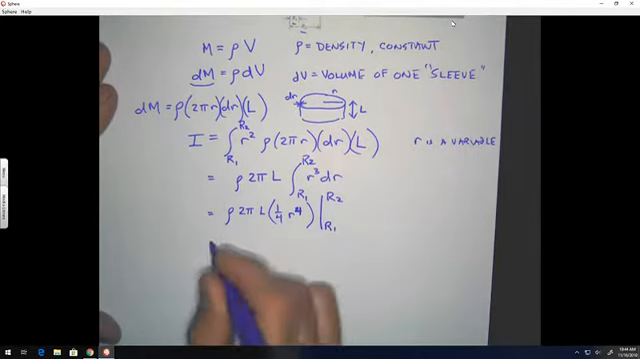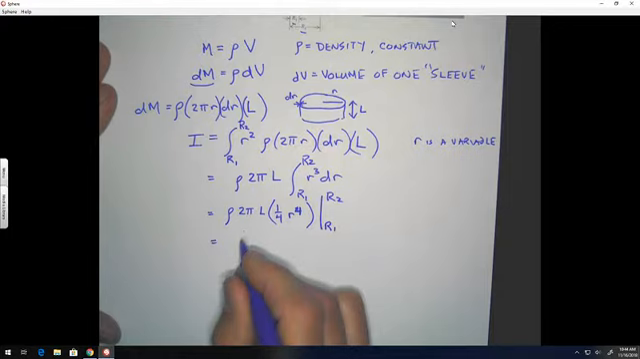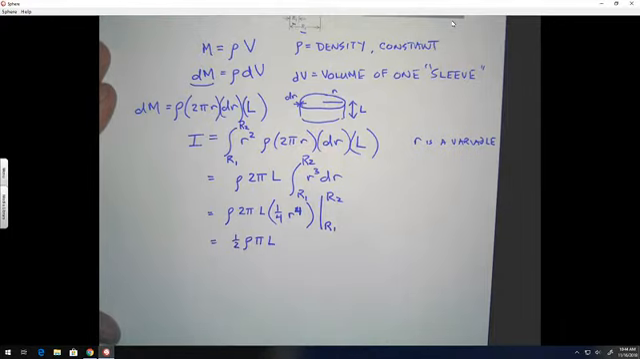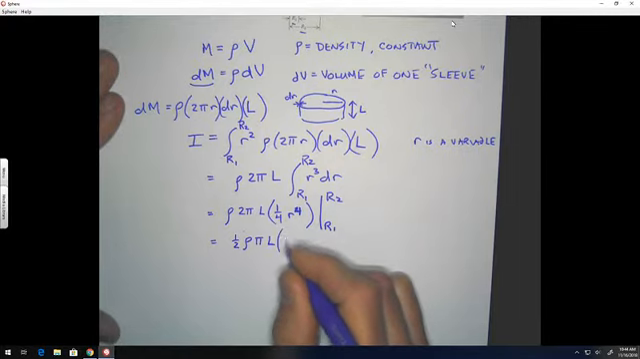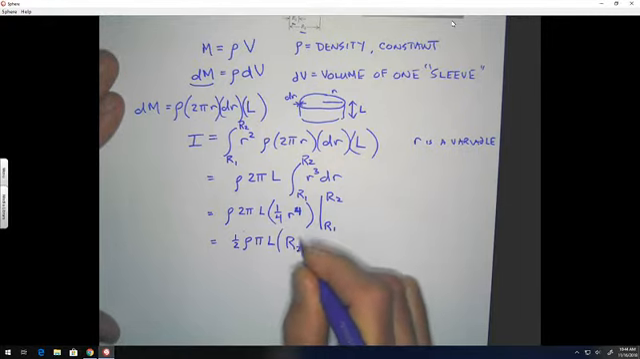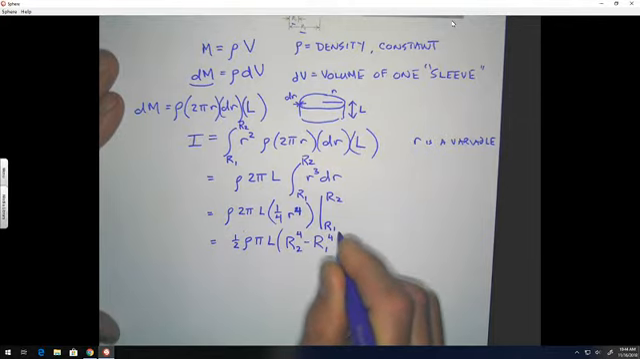That's going to give us 2 times a quarter is 1/2 rho pi L. And that's going to be multiplied by R2 to the 4th minus R1 to the 4th.